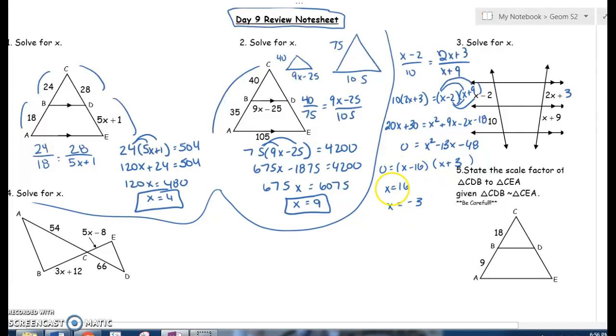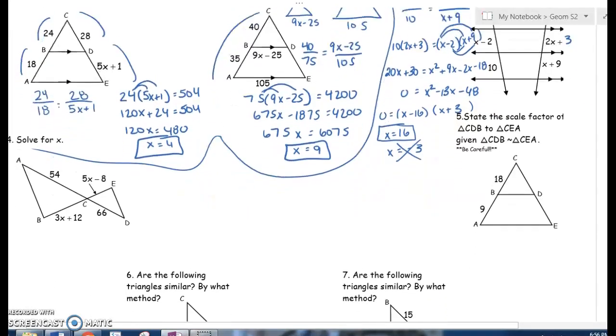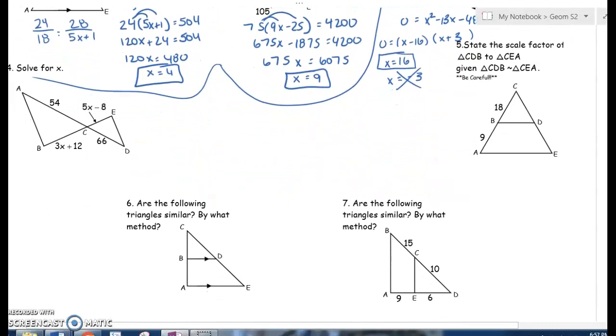Now, double check your answers. 16 is fine. If you plug it into any of these, you're going to have a positive. Negative 3, if you plug it into like the x minus 2, negative 3 minus 2 is negative 5. A segment can't be negative, so the negative 3 actually doesn't work. It's only 16 that will be your answer. Sometimes both will work, and sometimes one of them will and one of them won't. So you have to just plug it in, and if you get a negative, cross it off.